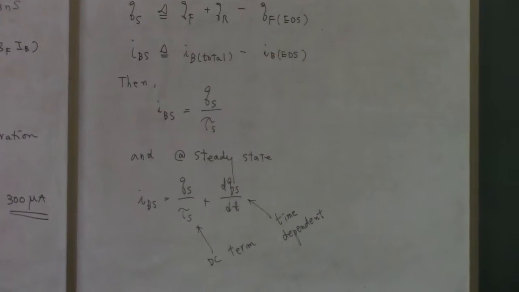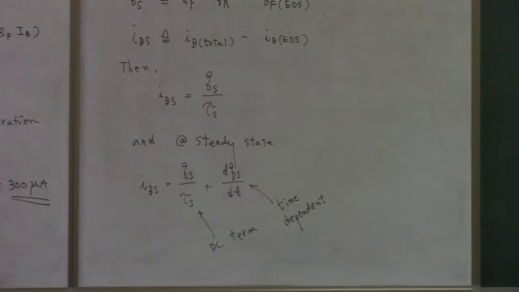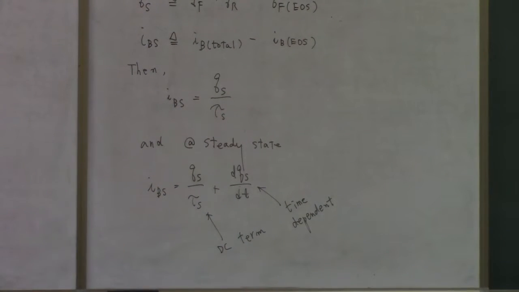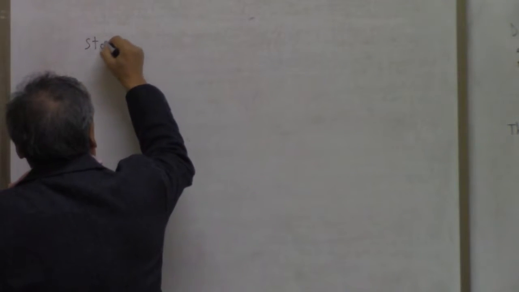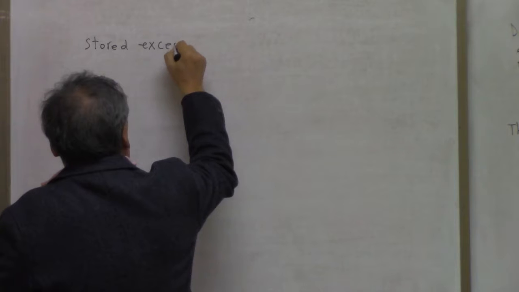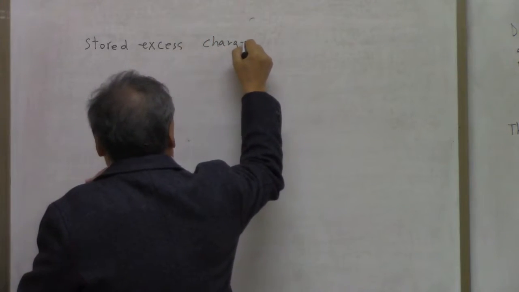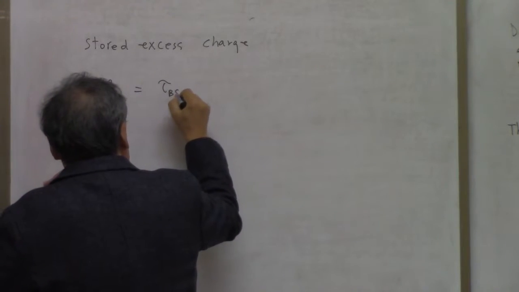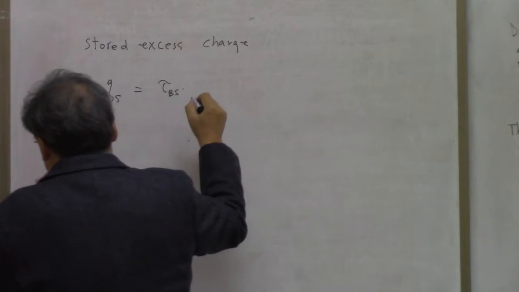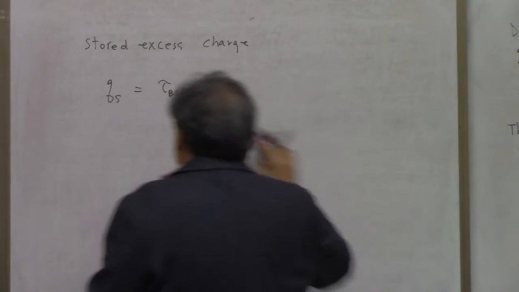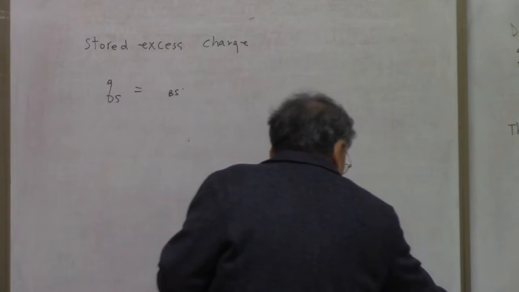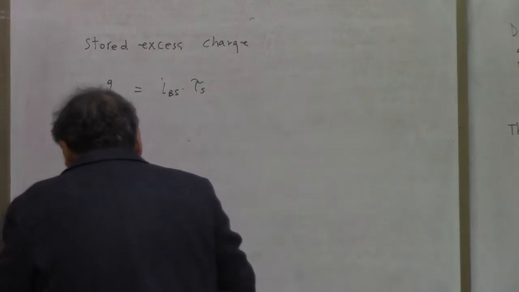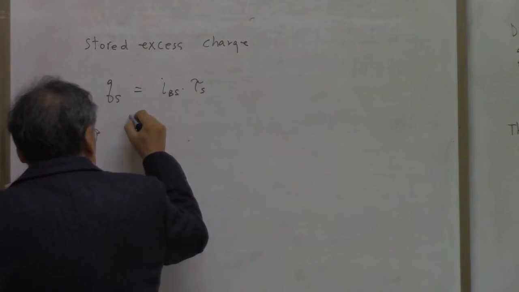So what we are talking about here is the stored excess charge. Now it becomes QS, which is going to be tau BS times IBS times tau S, by definition.